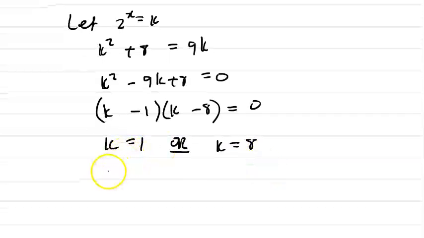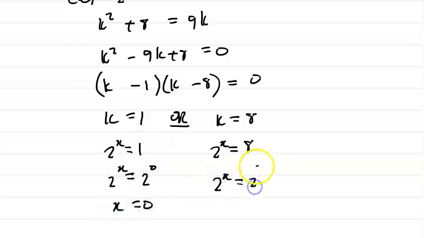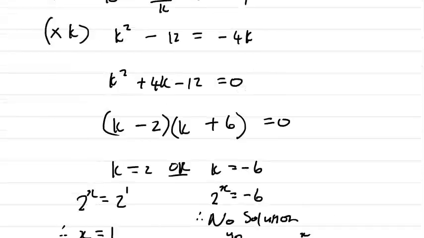So therefore, what did we let equal k? 2 to the x equals 1. So therefore, it's going to be 2 to the 0. Therefore, x equals 0. Or 2 to the x equals 2 cubed. Therefore, x equals 3. And there you go. That is our solution.